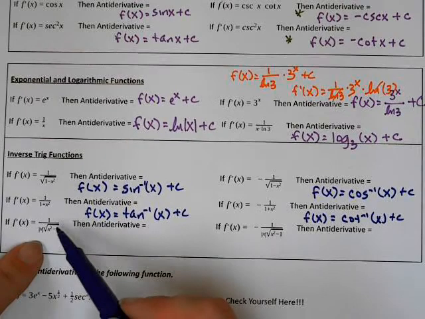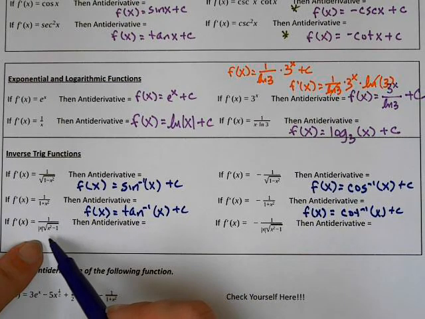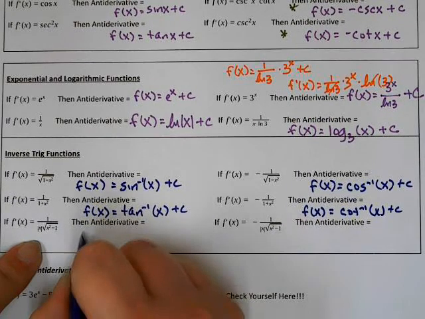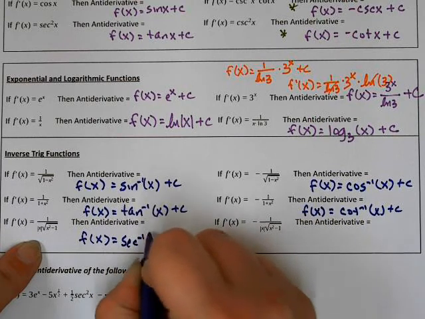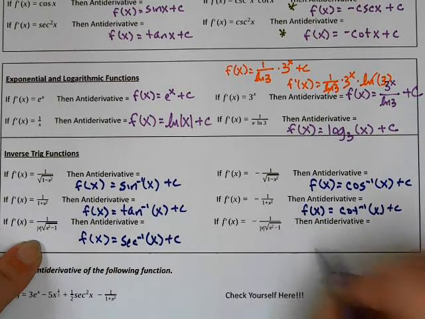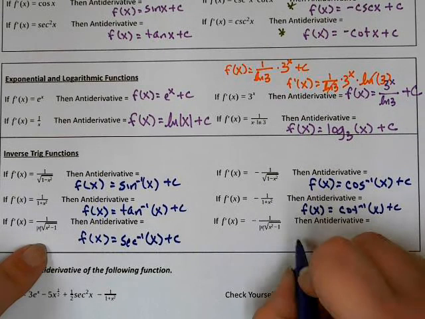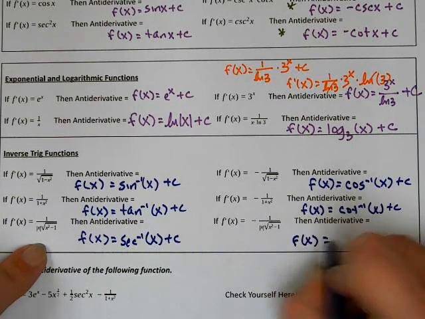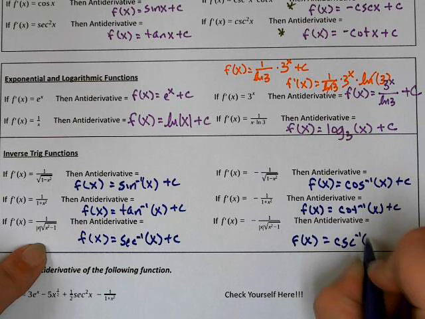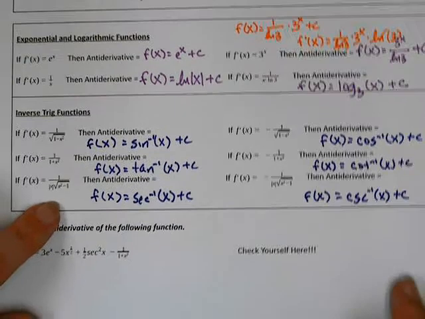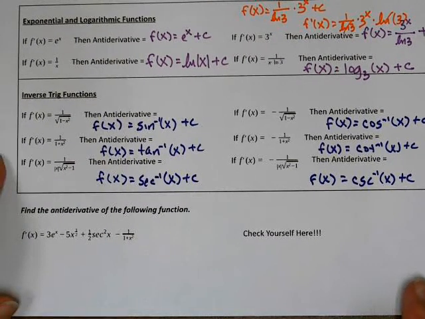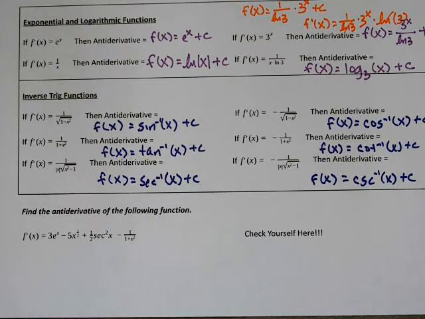And then we've got 1 over the absolute value of the square root of x squared minus 1. So this original function is secant inverse of x plus c. And since this one is the negative of this, this must be the cofunction. So it must be cosecant inverse of x plus c. Again, you've got to be able to recognize these rules. So if you've got your old flashcards, I really suggest taking them out and trying to memorize all your stuff again.